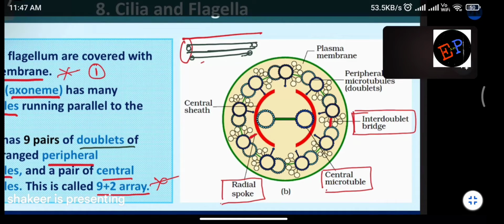Then we have peripheral microtubules. Peripheral microtubules means the 9 pairs of tubules which are present. And there is a plasma membrane and there is a central sheath. So these central microtubules are surrounded by a layer. And what is the name of that layer? That layer is called the central sheath.